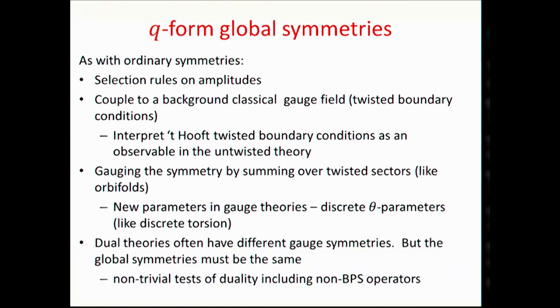Now, we know that the gauge symmetry of a theory is not intrinsic to the theory. We can have different dual descriptions of the same quantum field theory, but with different gauge symmetries. This is very common. But global symmetries should be the same. Since we're talking here about global symmetries, I would like to emphasize that these are intrinsic properties of the theory, and when we have a dual pair, we must make sure that the two dual theories have the same global symmetry. So these are new tests of duality. They are highly non-trivial. All known dualities pass them with flying colors, but in a non-trivial way, because, for example, they test non-BPS operators.